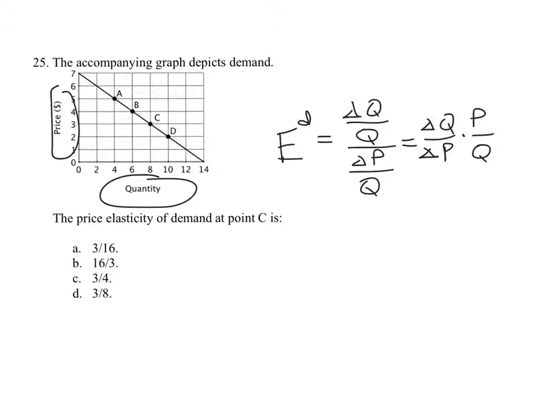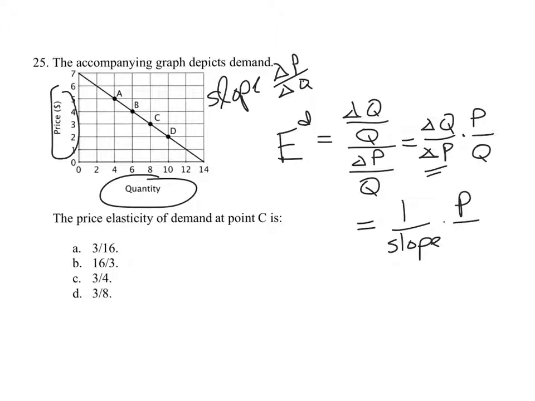And the slope in this section, for this kind of a curve, price on the y-axis, quantity on the x-axis, is rise over run, so delta P over delta Q. Well, notice that we've got something that looks pretty similar to that. We've got delta Q over delta P. And so another way to say this, that's the reciprocal of the slope. We can express this as 1 over the slope times the price level over the quantity level.